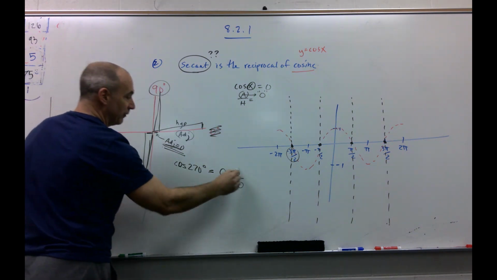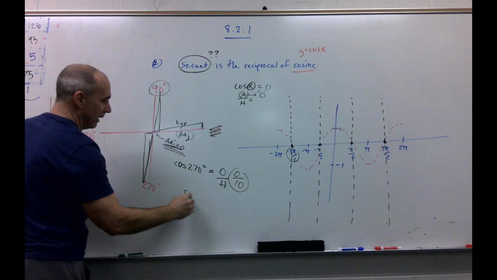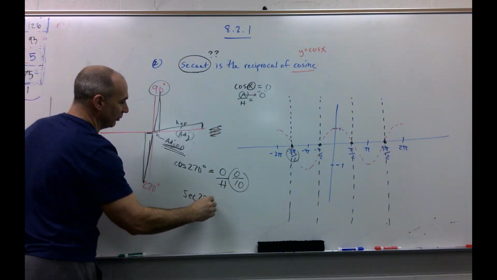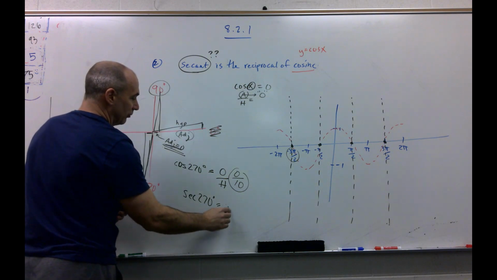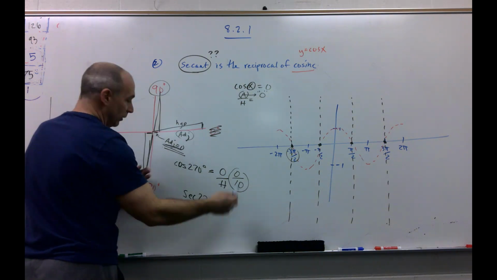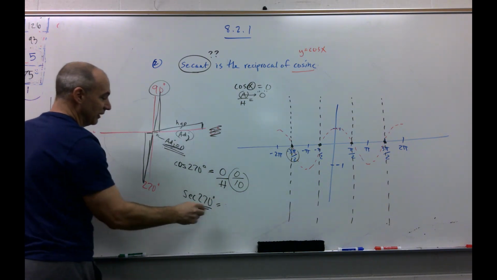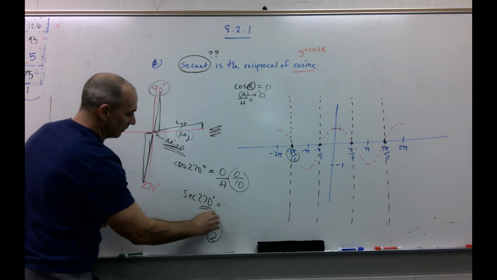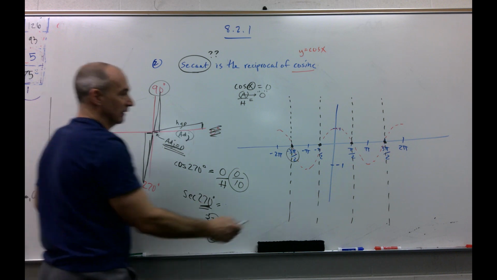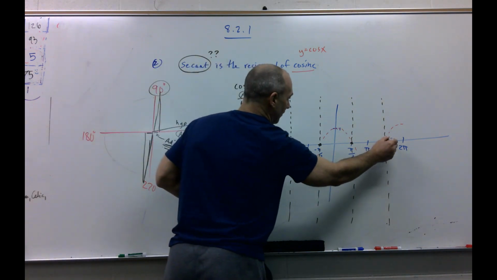But if we flip this and say, all right, what's secant of 270? You can even type it in your calculator. You're going to get undefined. So that is no solution or not possible. So 270, which is 3 pi over 2, that's just 90 degrees times 3. Same thing as 270. Let's check it out. There's one of our asymptotes.